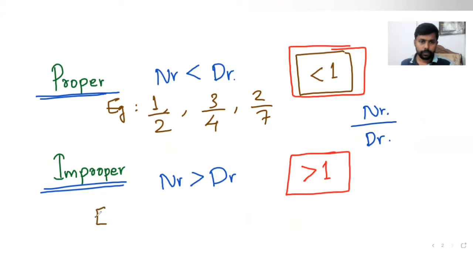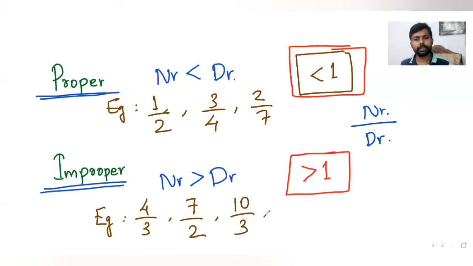Here you can consider the fraction 4 by 3. Here 4 is the numerator, and 3 is the denominator. The denominator is a small value, the numerator is a larger value. Instead of 2 by 7, you can reverse the numerator and denominator, and you will get the improper fraction 7 by 2. Or 10 by 3. Like that, we can write infinitely many improper fractions. All improper fractions have value greater than 1.